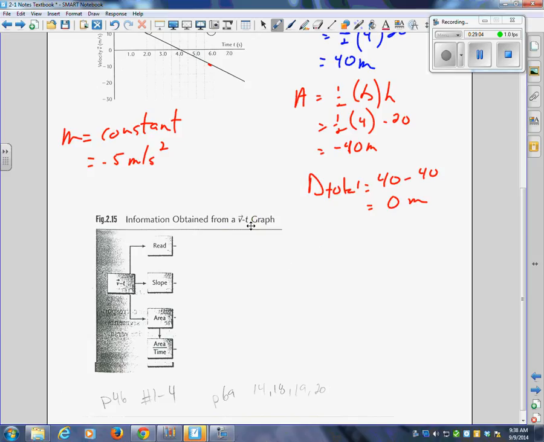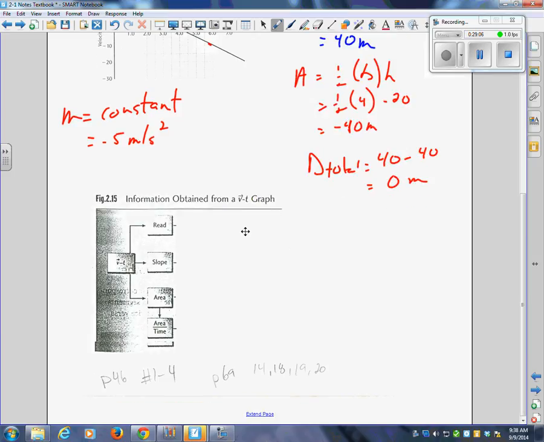Let's go right to here. Let's just skip right to there. This is the important part.